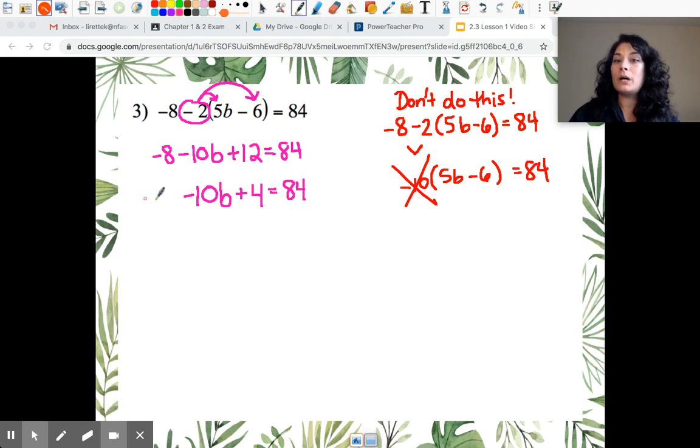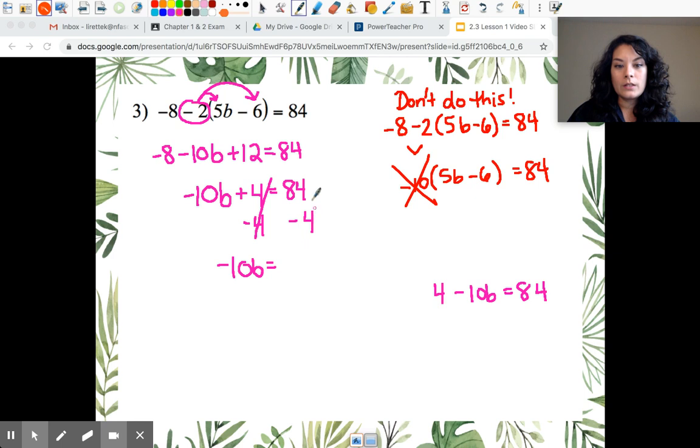You could have also written the positive 4 out here. Just keep in mind when you do that, it's going to look like a subtraction problem. So you might have written it like this. I'll write it over here. So if you wrote the 4 first, just keep in mind that this 10b should still have a negative in front of it, okay? All right, at this point, it's a 2-step, so I can subtract my constant. I get negative 10b equals 80.